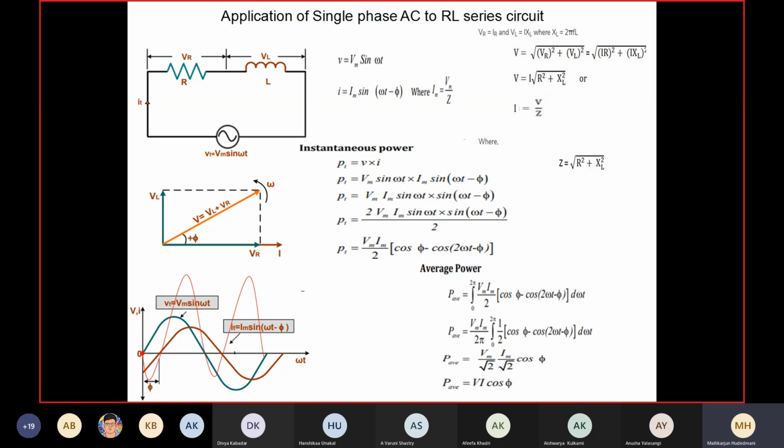If I take this further, cos phi is the ratio R by Z: R, the resistance of the circuit, divided by Z, the impedance of the circuit. This is a term that explains what kind of circuit this is. If the power factor is lagging, we say inductive. If the power factor is leading, capacitive. If the power factor is 1, resistive. That way, we got to know the new thing: P equals V I cos phi.